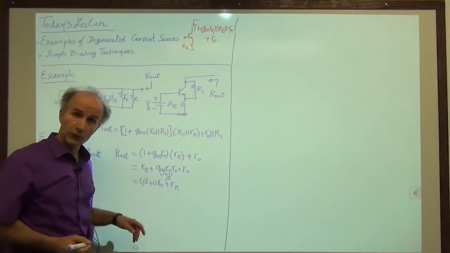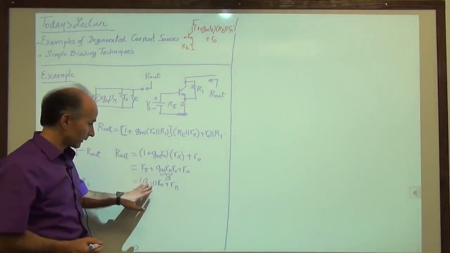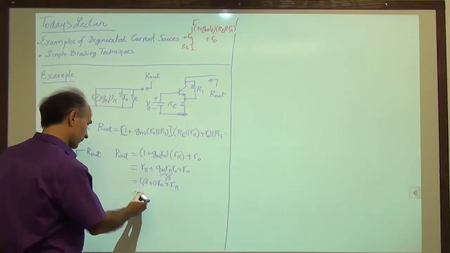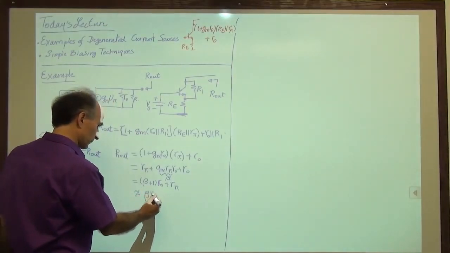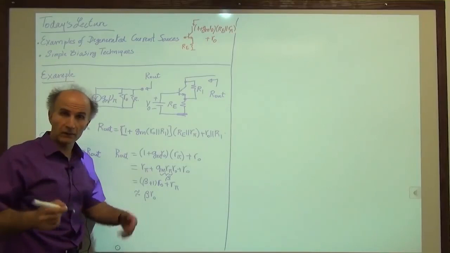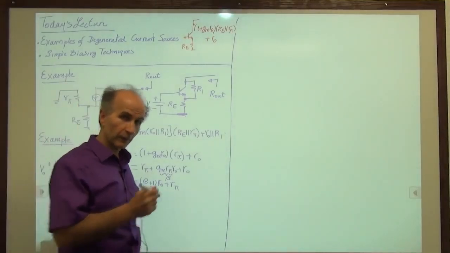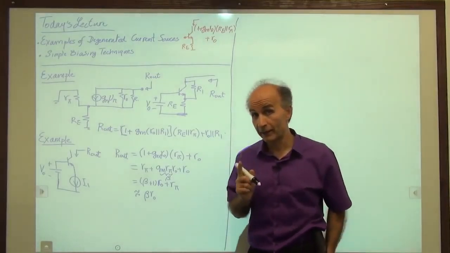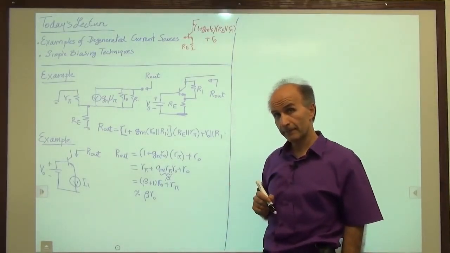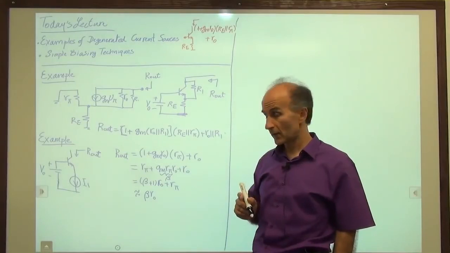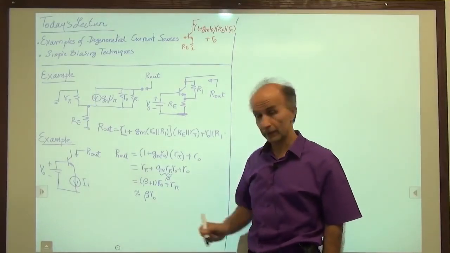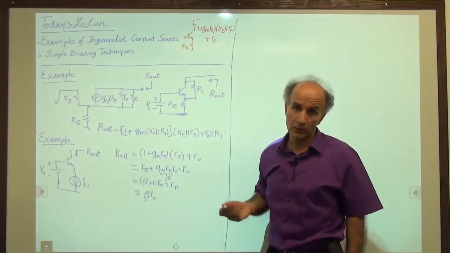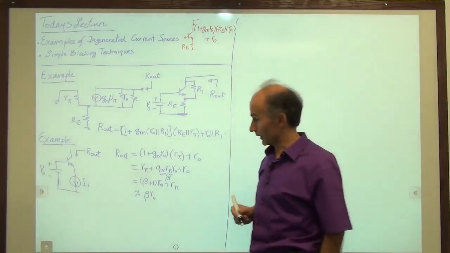And it is true that in most cases, beta times RO is much greater than R pi. So we can say roughly this is equal to beta RO. So that's a nice little equation to remember. If a bipolar device is degenerated by an ideal current source, then its output impedance is given by approximately beta RO. This is only this case, not in the general case. So that's a nice little equation that sometimes helps us.